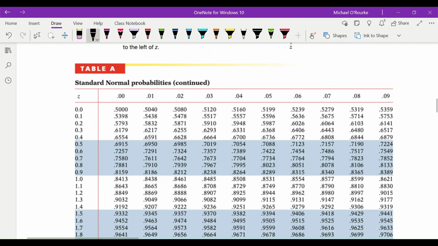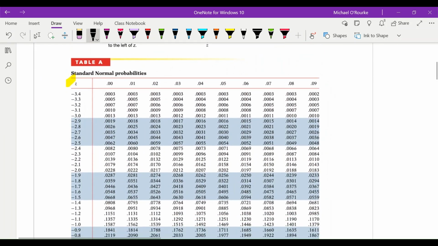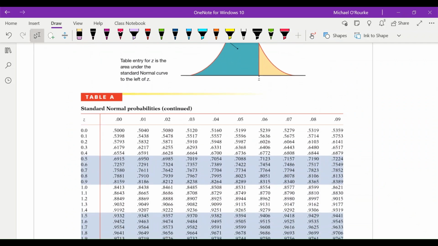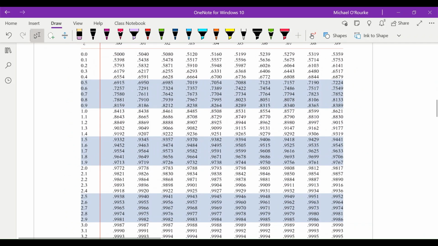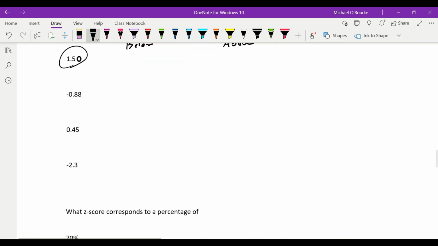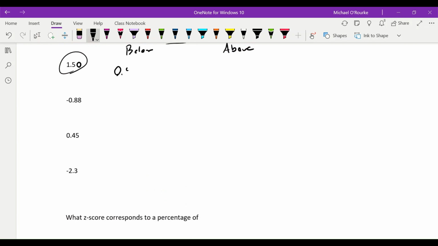So let's go to our z-score table. Now there's a negative side, and the negative side is from 50% below. It's going to be negative. And the positive is from 50% above. So if I'm looking for 1.50, I have 1.5 here, and I go over to 0. We're looking right there. 0.9332, which would mean 93.32%. That's the percent below.